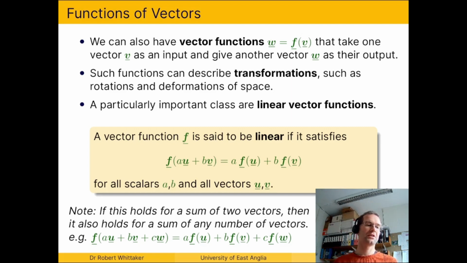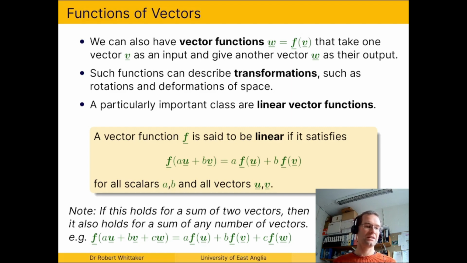A particularly important class of functions are known as linear functions. A vector function f is said to be linear if it satisfies the equation in the yellow box there. For all scalars a and b and for all vectors u and v, the function is linear if f applied to au plus bv is the same as a times f applied to u plus b times f applied to v. If that holds for all possible scalars and vectors, then the function is said to be linear.